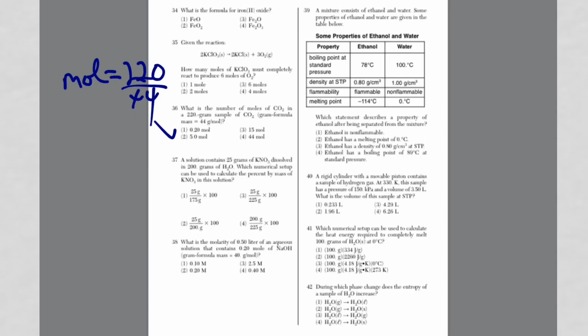For 37, you have a solution. It contains 25 grams of KNO3 dissolved in 200 grams of water. What is the numerical setup that can be used to calculate the percent by mass of KNO3 in the solution? Okay, so percent by mass again. Check out reference table T.